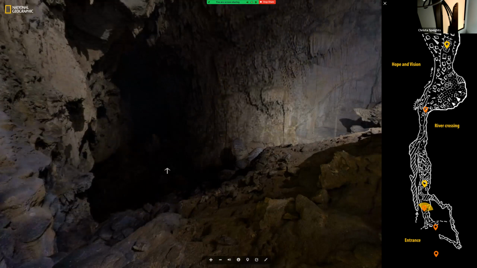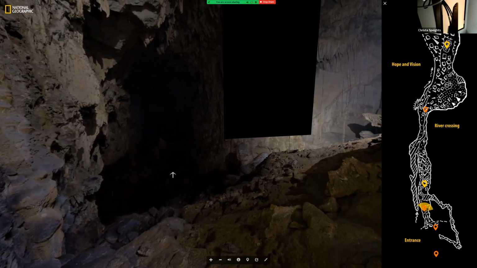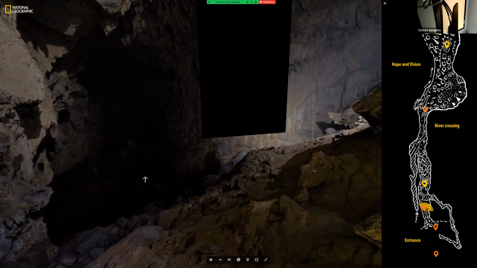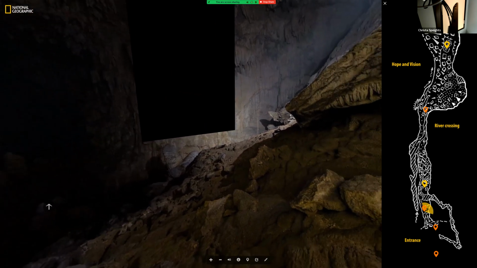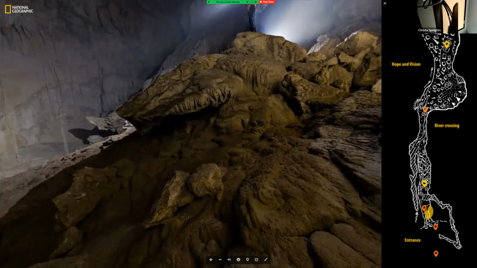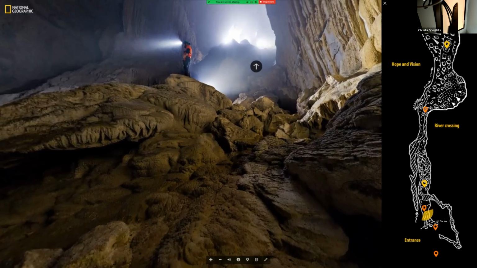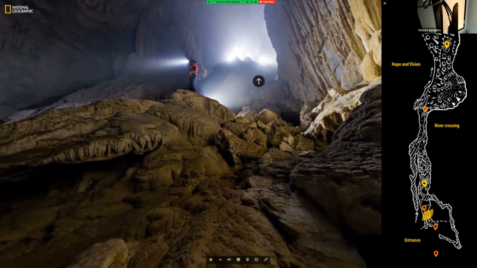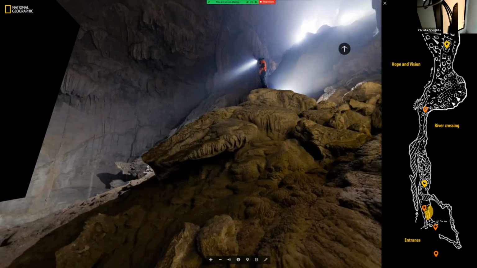And so there's a steep slope that has to be climbed down the side. Take a look, we can see back up towards the entrance. So we had to climb down quite a ways to get in there.